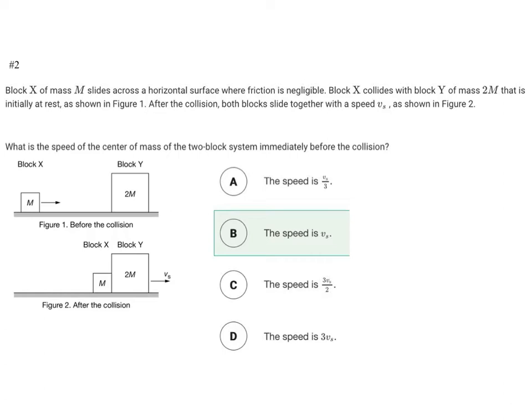Block X of mass M slides across a horizontal surface when the friction is negligible. Block X collides with block Y of mass 2M that is initially at rest, as shown in figure 1. After the collision, both blocks slide together with speed Vs, as shown in figure 2. What is the speed of the center of mass of the two-block system immediately before the collision?